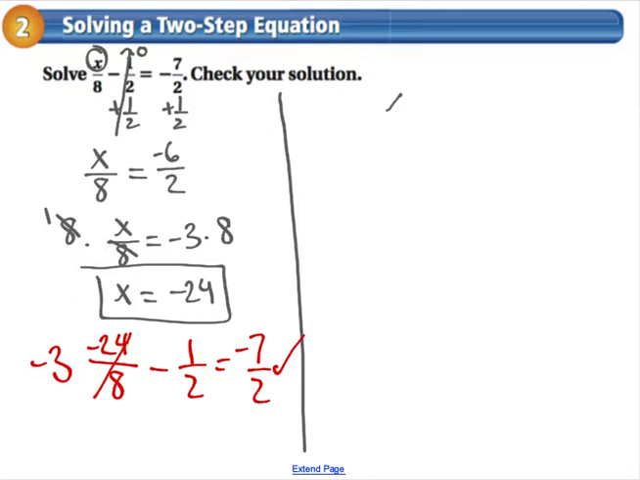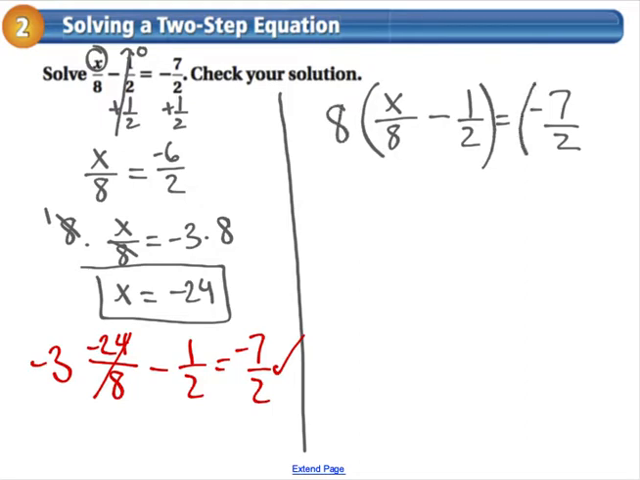Now, I mentioned another strategy that can be used here. When you have a lot of fractions, if you can find the common denominator of those fractions and multiply both sides by that common denominator, it will actually get rid of the fractions for you. The common denominator between 2 and 8 would be 8. So here is the trick. If I multiply both sides by 8, and do it correctly, you need to multiply by 8 everywhere, then it will get rid of the fractions for me.